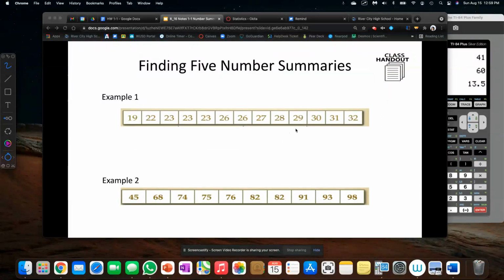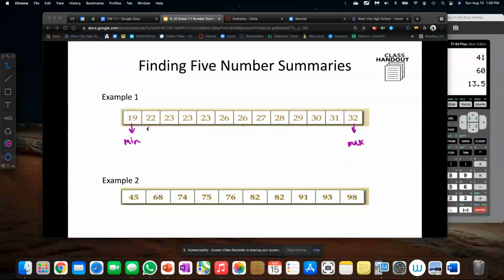All right, so to find a 5-number summary, if you have a small set of data, it's pretty easy to find by hand. I'm going to walk through that, and then I'm going to walk through how you can do it electronically. Looking at this bottom one here, we know that 19 has to be the minimum and 32 has to be the maximum. And note that the data is already in order, so we don't have to worry about that.